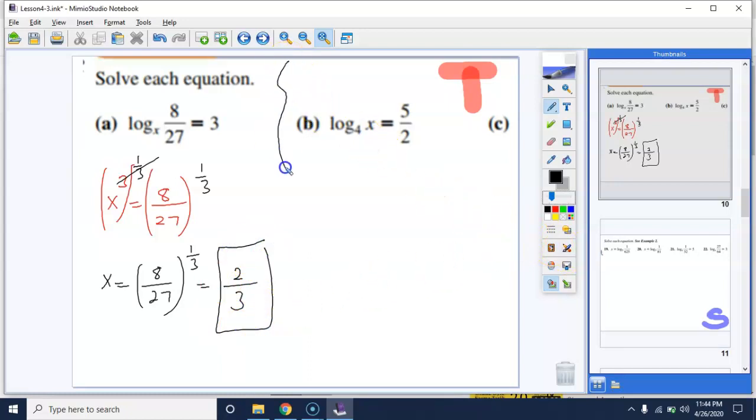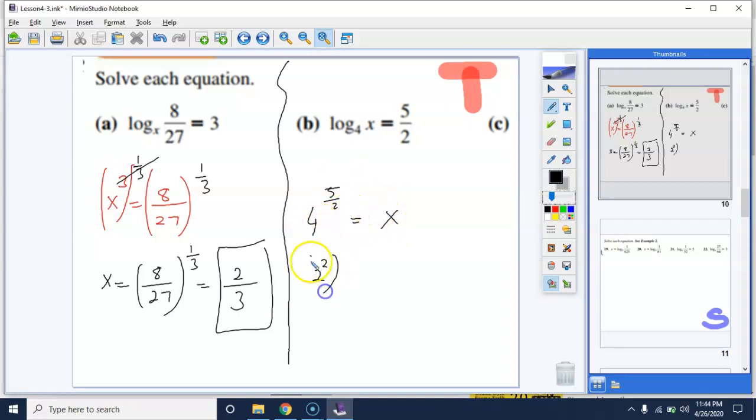And on this one, b, should be what? Same thing. Logarithmic base 4 of x equals 5 over 2. I'm going to do this like 4 to the power 5 over 2 equals x. Oh, super cool. Just evaluate this and see the answer. You can go to calculator and see the answer, or you can go this way.